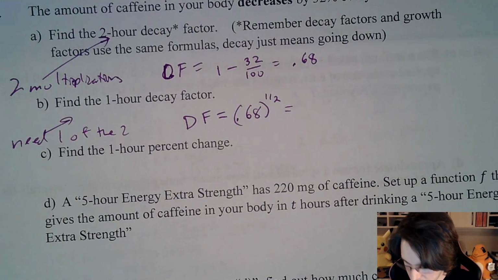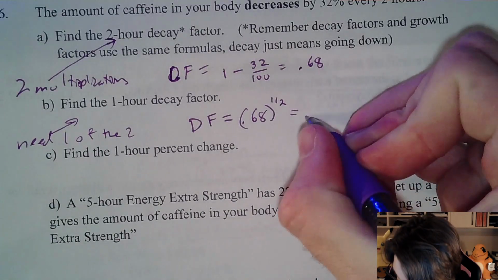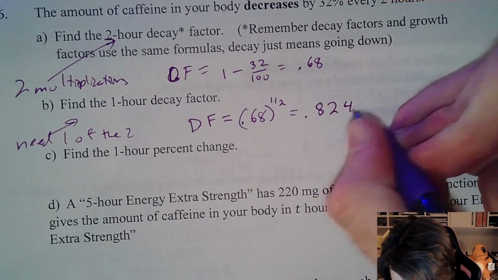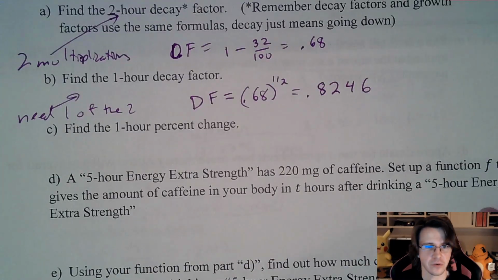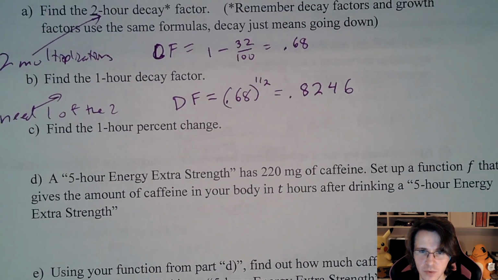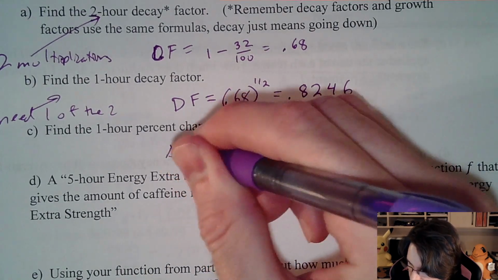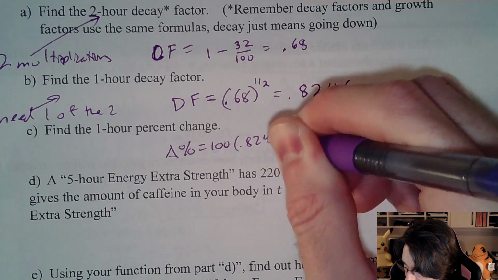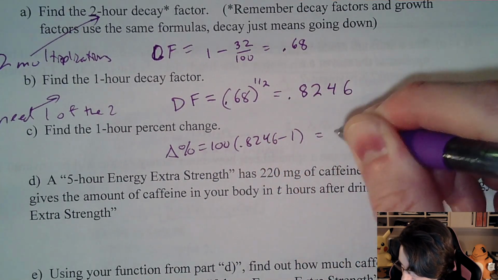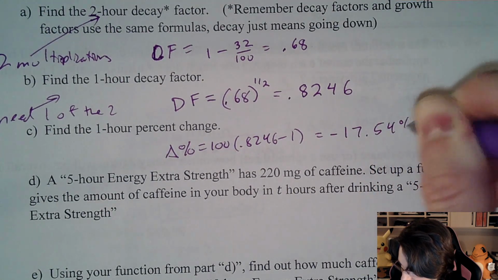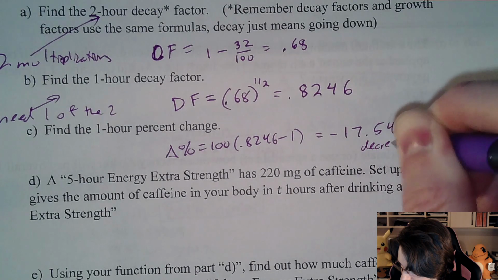So we are going to be taking that 0.68 and raising it to the 1 divided by 2 power, and you end up with 0.8246 as our 1 hour decay factor. And now we want to find that 1 hour percent change. Use that same formula we've been using all day. Percent change is 100 multiplied by 0.8246 minus 1. And that's going to be negative 17.54%. And that is a decrease.